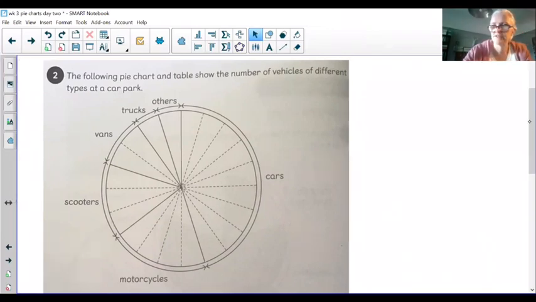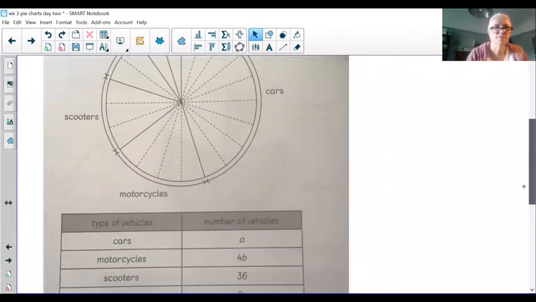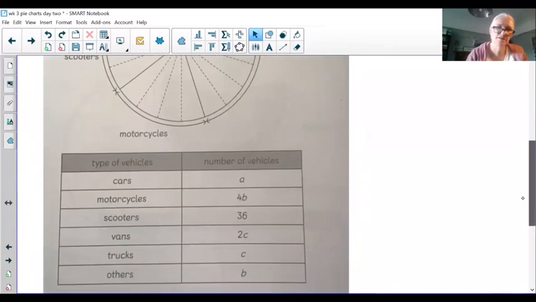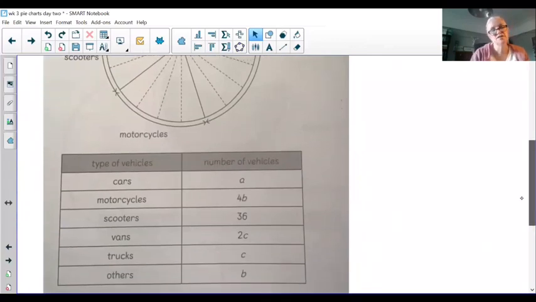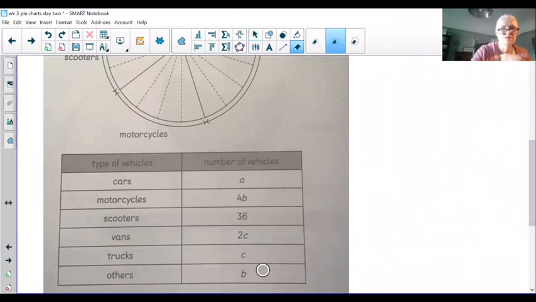Oops, it's gone to the side. Can't get it to move down. Use the mouse, sorry. And we want to know how many were cars, how many are motorbikes, how many are scooters, vans, trucks, and others. And as you can see, we've got some algebraic expressions here, but I don't think that really matters. Let's see what we know.